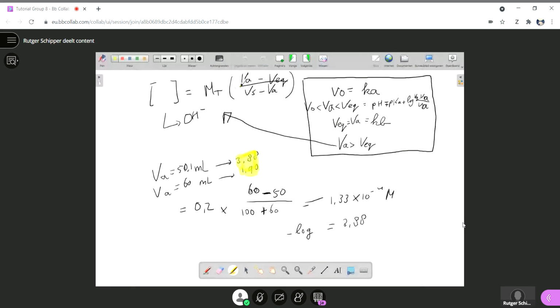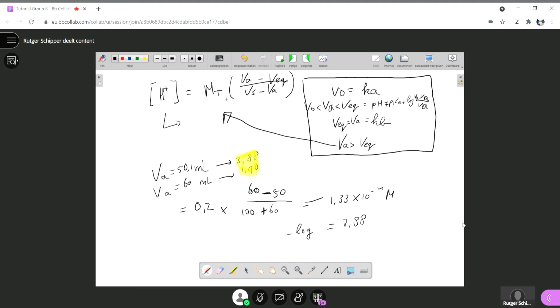And this is the formula that we use. It's basically volume added minus volume of equivalence. So in this case, when we use, for example, 60, so 60 is larger than 50, 60 minus 50 divided by 100 plus 60 multiplied with the molarity of the titrant, which is 0.2 molar, because it's nitric acid. I'm not sure, this should not be the OH minus, it's for the next exercise. So this calculates the proton concentration.